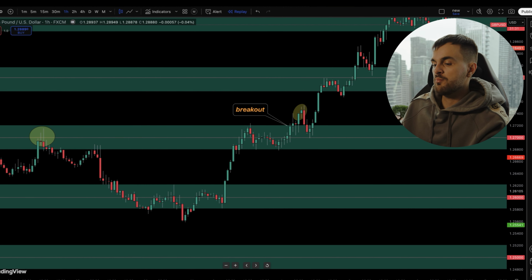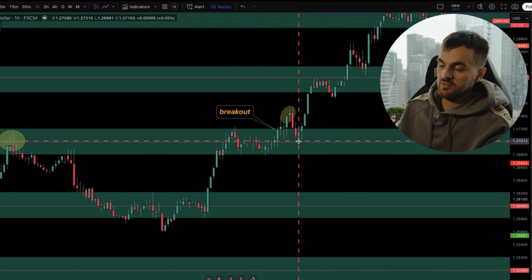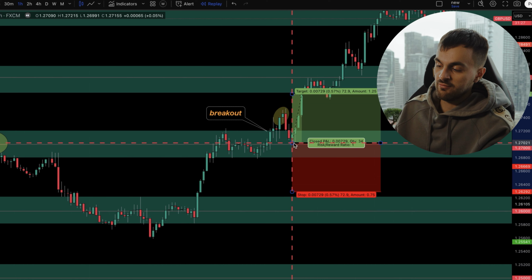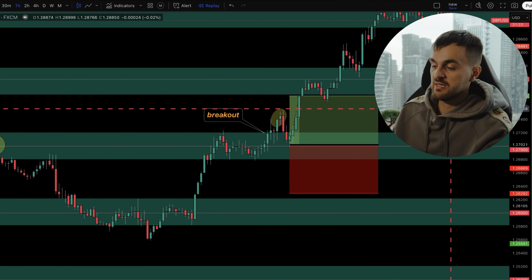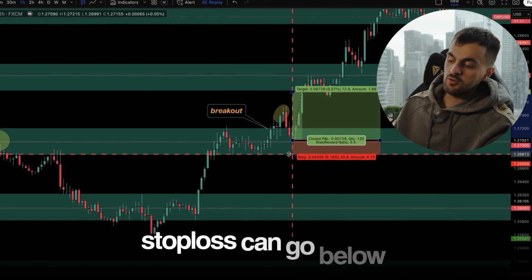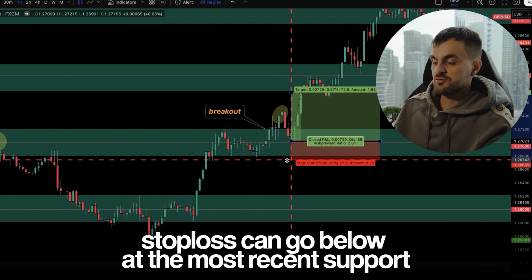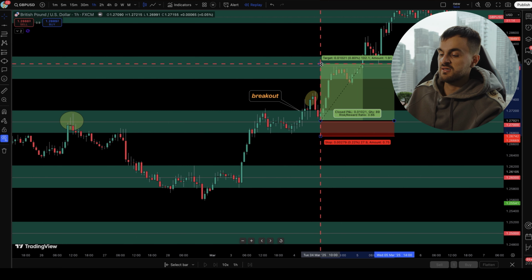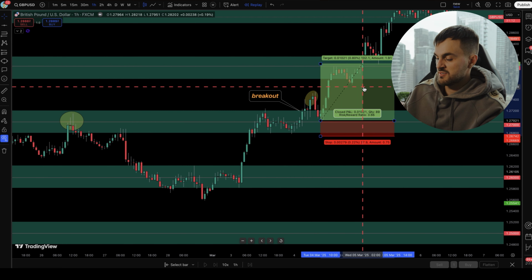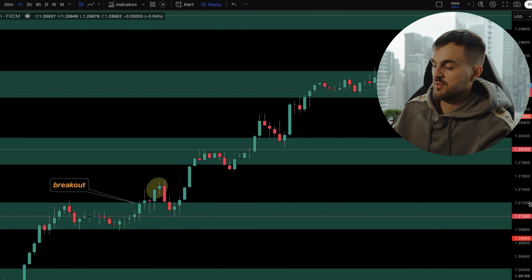Stop losses can go above or below the retest level. Let's say I'm entering here at the retest level, which is the breakout level and the previous resistance key price level. The stop loss can go below the most recent support or low below us. This is a good setup that happens more than one time. You can even see another breakout here.